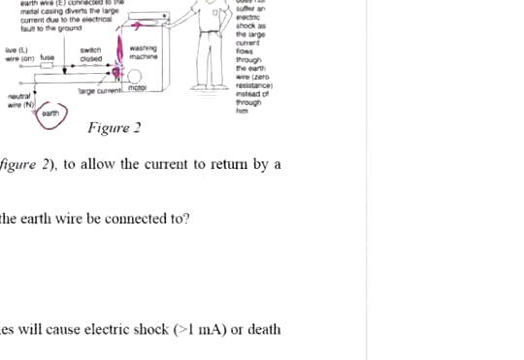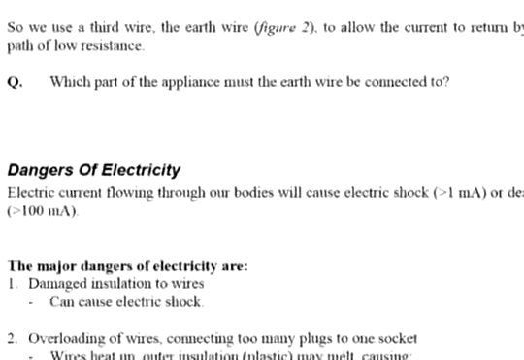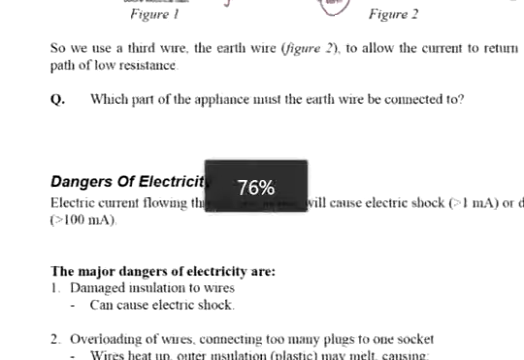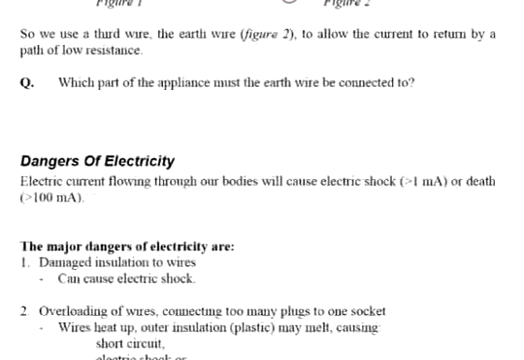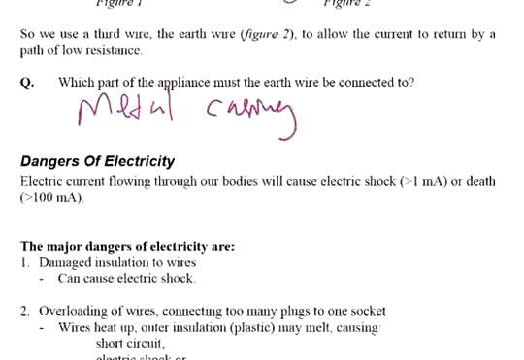So we use a third wire, the earth wire, to allow the current to return by a path of low resistance. Don't worry about that part. Which part of the appliance must the earth wire be connected to? To the metal casing. Okay, metal casing.